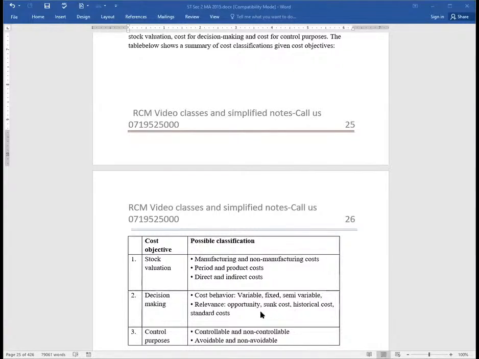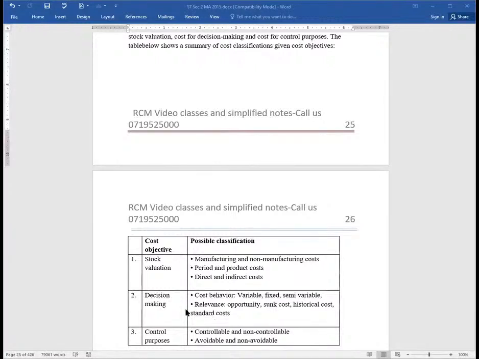Then we have relevance, and we will be seeing, for example, opportunity costs are relevant. That's quite a great classification. We have sunk costs, which are historical, which are irrelevant. We have standard costs, which we will be calling what here? Normal costs. Ladies and gentlemen, this is just a high-level explanation. I'll be going to the nitty-gritties of these particular cost classifications, ladies and gentlemen, well within this lesson.